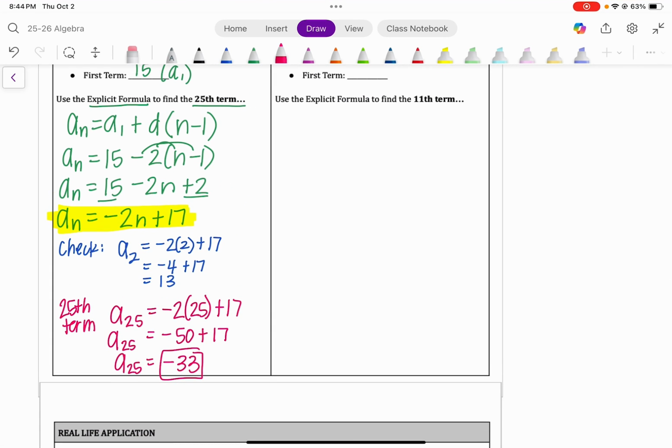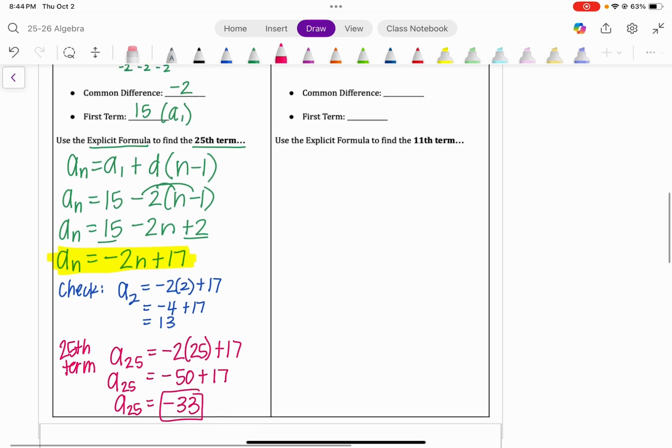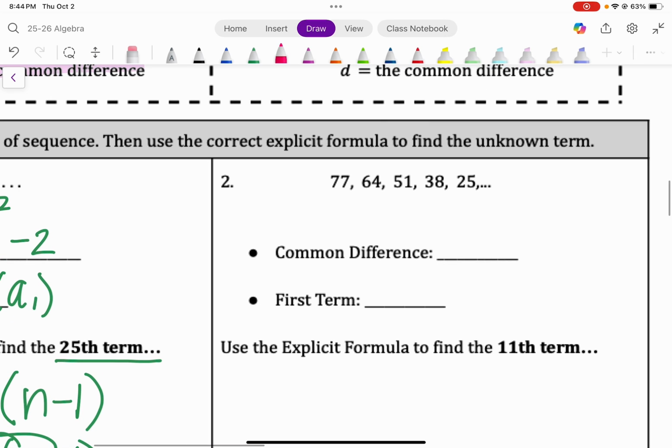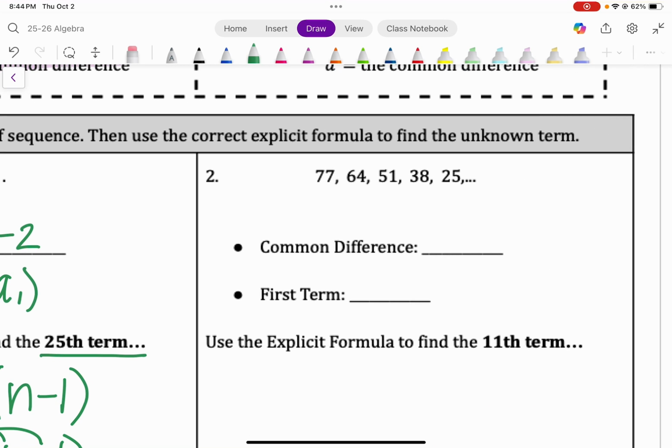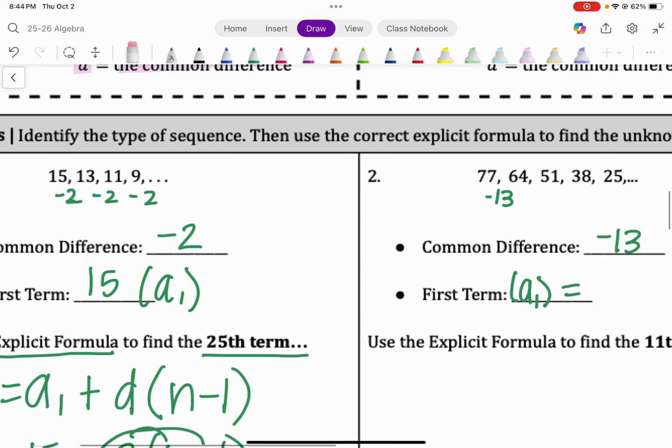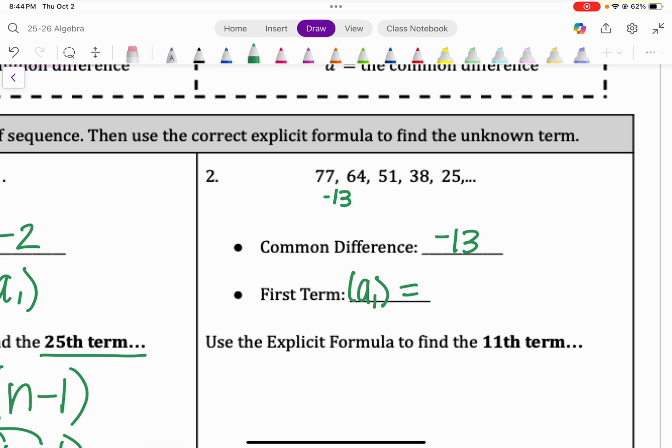We're going to do that same process on the next formula, on the next group. So to go from 77 to 64, 64 to 51, each time we're subtracting 13. So that becomes my common difference. And the first term, that's my a sub 1, not 15, what am I thinking? That was my last time. My first term in this case is 77.